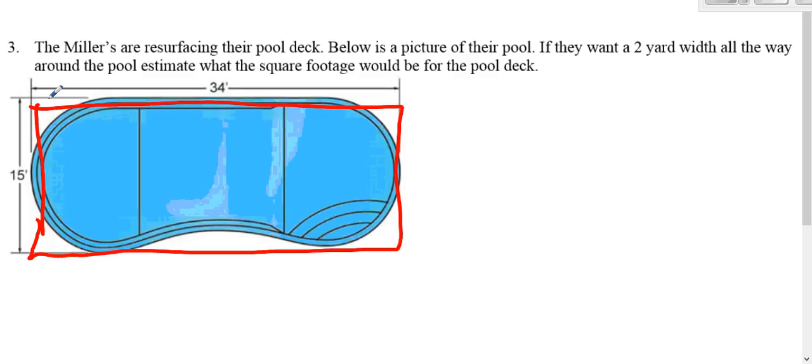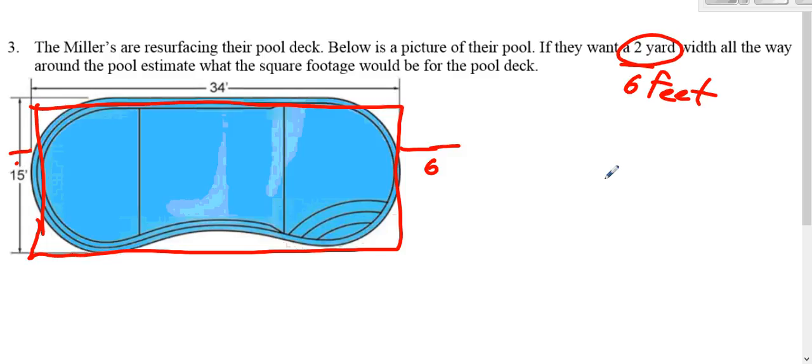And then around that, we're going to have 2 yards all the way around. So we're going to add 2 more yards, which is 2 yards. A yard is 3 feet. So that's 6 feet all the way around. We're going to go out 6 more feet to the left, 6 more feet to the right, 6 more feet on top, 6 more feet on the bottom.